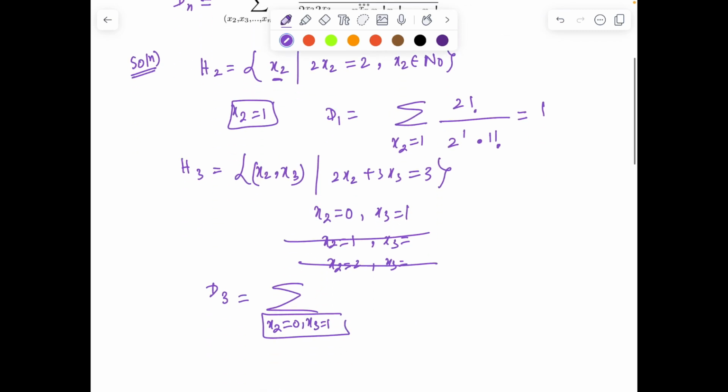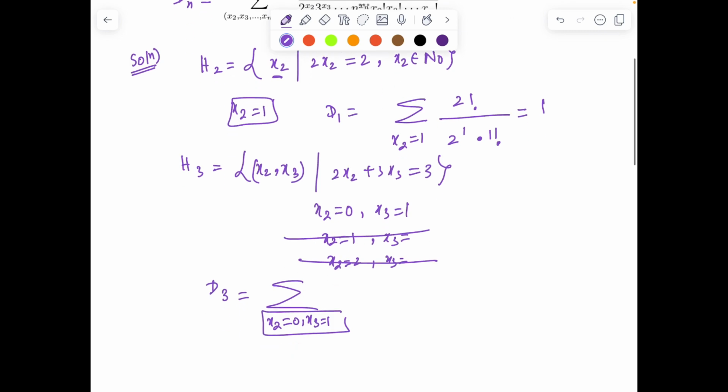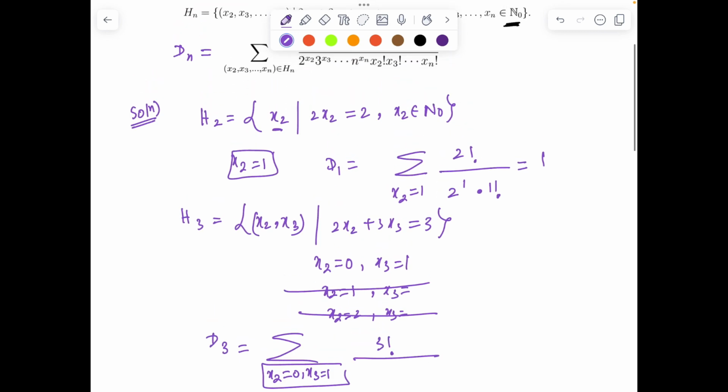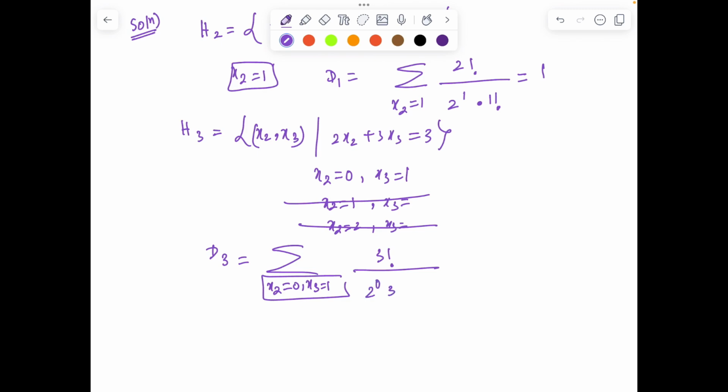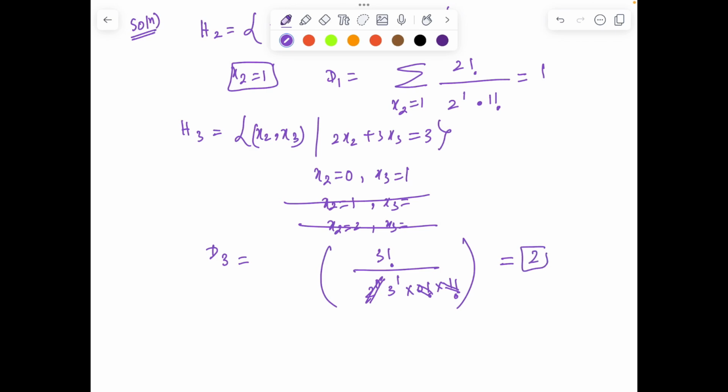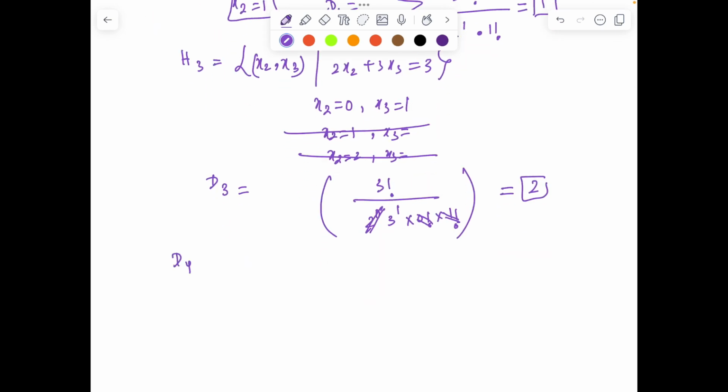And that will give D3 as the summation of x2 0 and x3 1. That's the only element from the set. So we'll have 3 factorial divided by, if I take the first term x2 0, so it's 2 to the power 0, 3 raised to the power 1 times 0 factorial into 1 factorial. And since I have only one term, this D3 is going to be just a single summation. We can see this is 2 to the power 0, 1, 0 factorial is 1 by definition. So here we got the answer is 2.